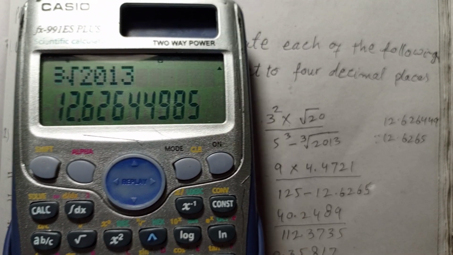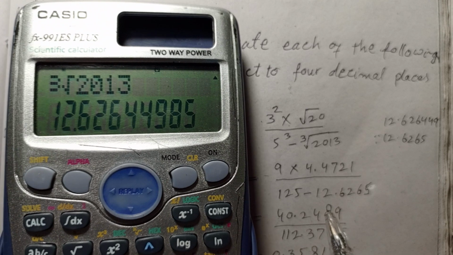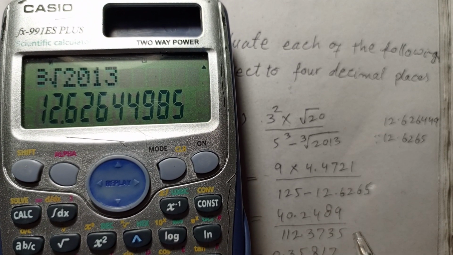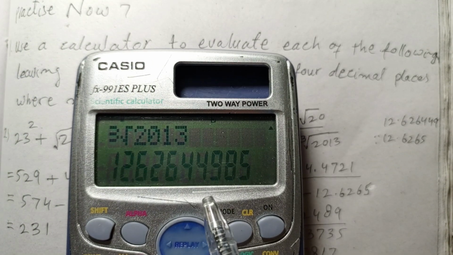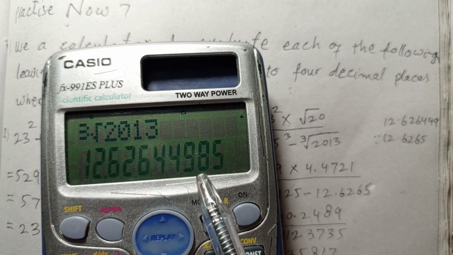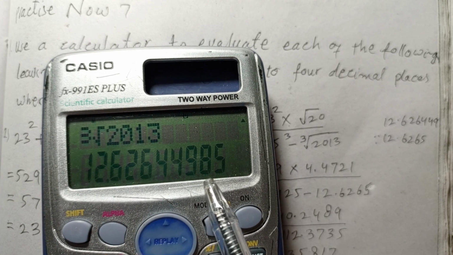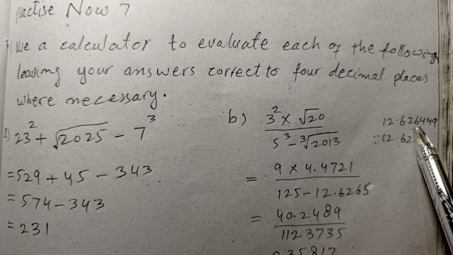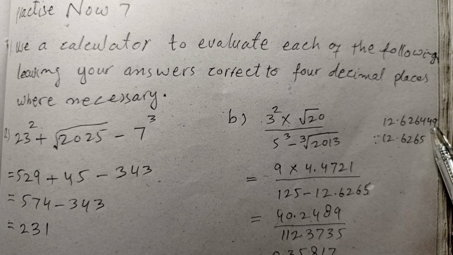The answer is 12.62644985, because the digits after the decimal places are greater than 5. So you will write a greater number than 4 decimal places. I have written here 8 digits after the decimal point. So you will round off these numbers.